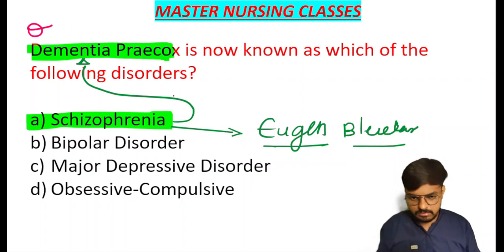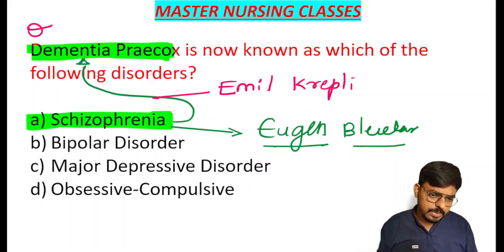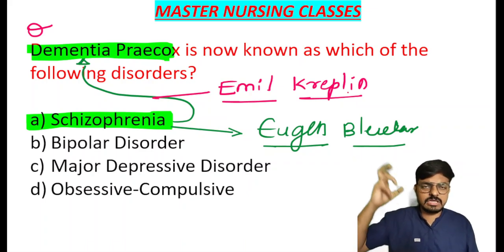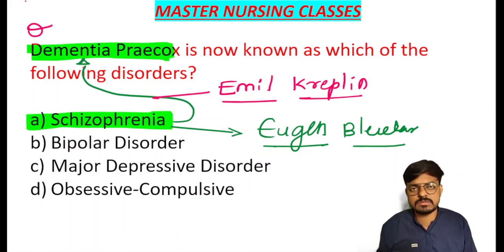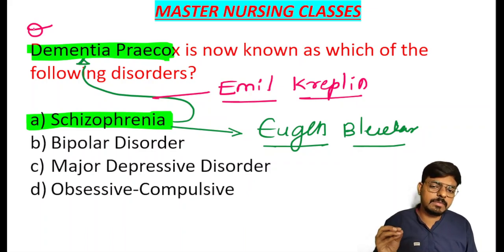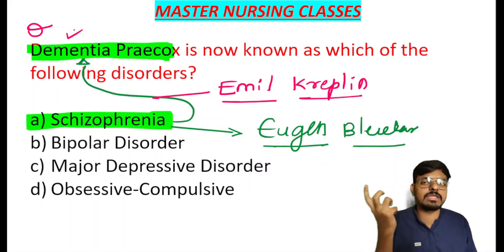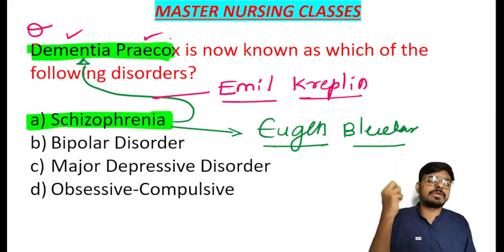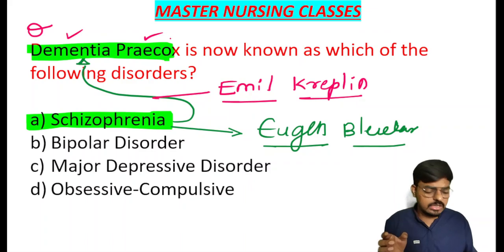Yes, the correct answer is Emil Kraepelin. Emil Kraepelin is the person who previously called schizophrenia dementia praecox. So why did he call this condition dementia praecox? The meaning is very simple. Dementia means there are changes in behavior and memory. Praecox means early onset. Anything which comes early in life is called praecox.